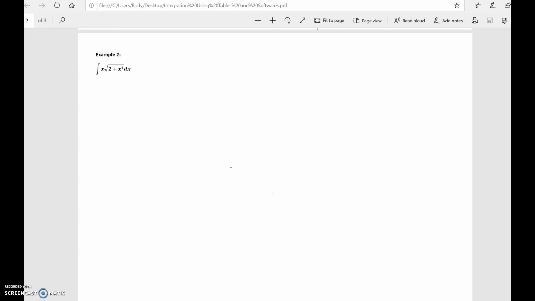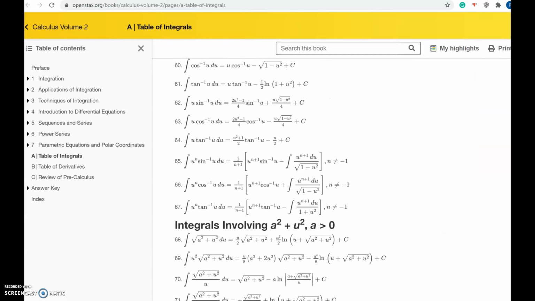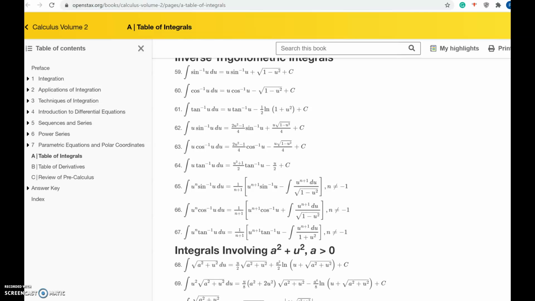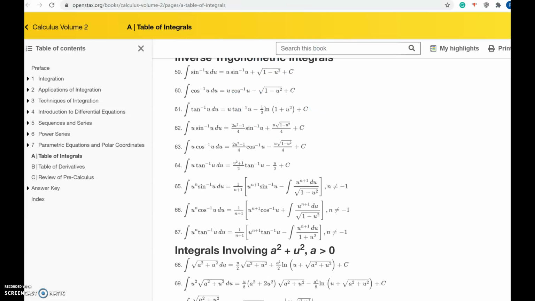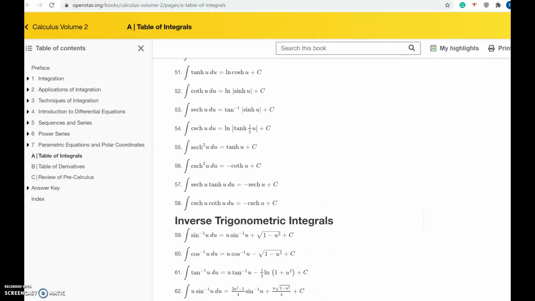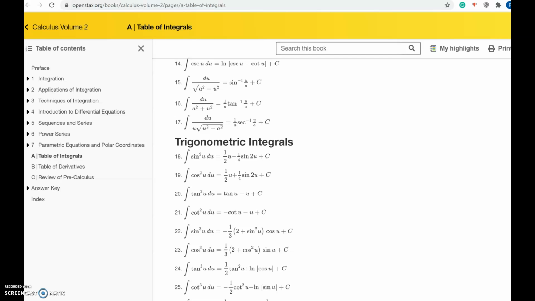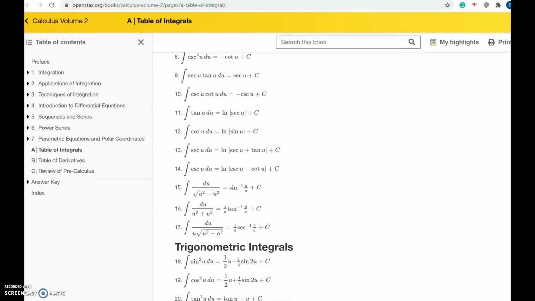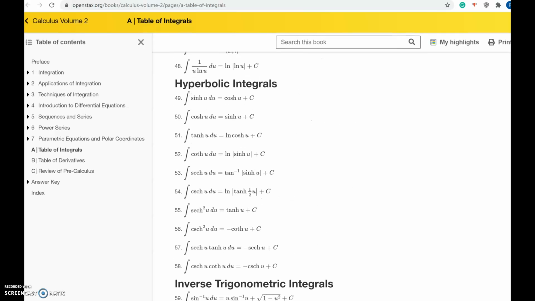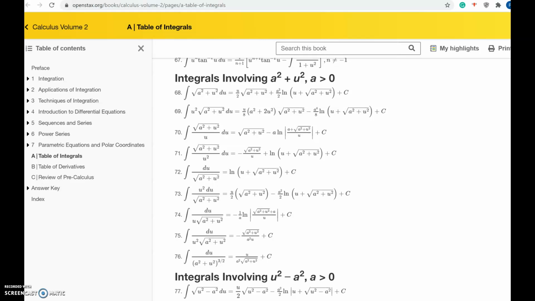Hi class, let's take a look at example 2. In example 2, we're basically looking for a formula that's going to have an actual x to the fourth and then a square root. So the idea is to look for one that has square roots, and in this case the square roots are on the top. The closest one that I see is basically in this section.